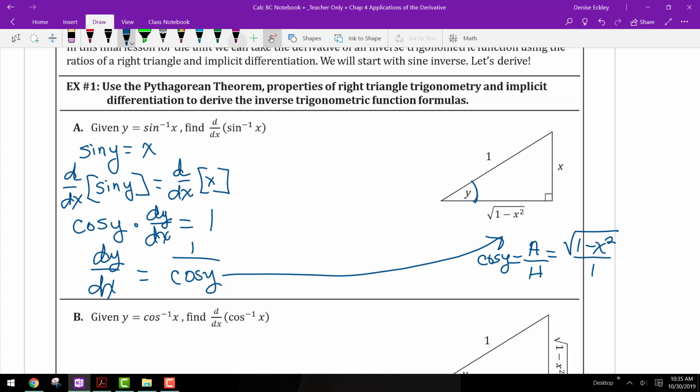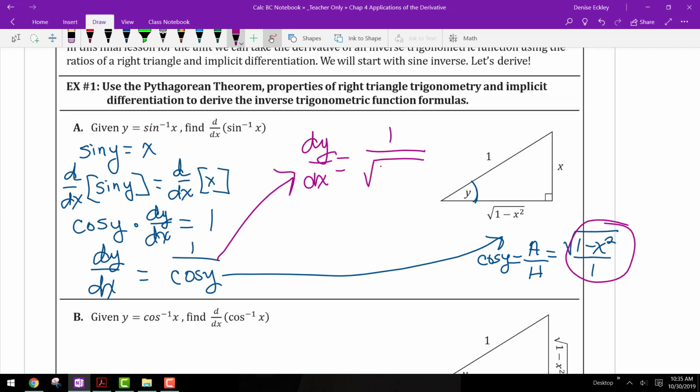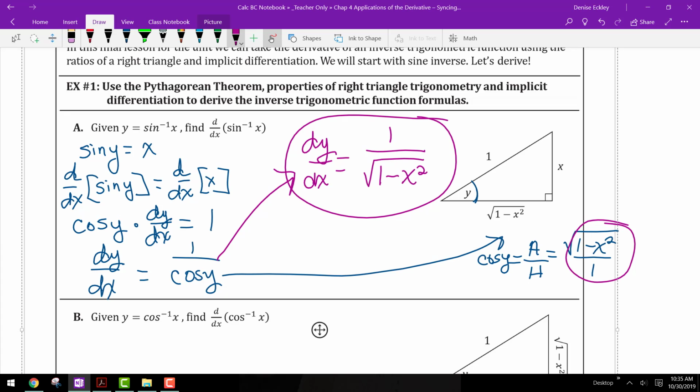So for our derivative, dy dx is going to equal 1 over that radical, so 1 over the square root of 1 minus x squared. So that's our derivative of the inverse sine of x. And we're going to use the same procedure for the other two as well.